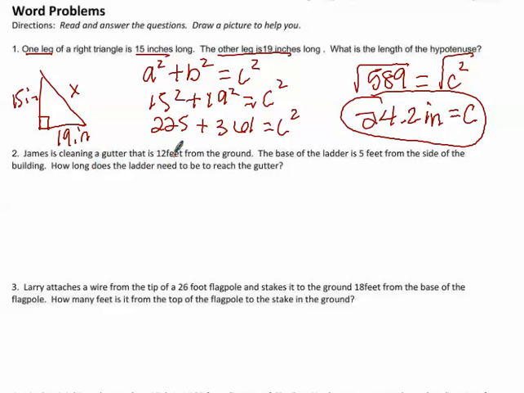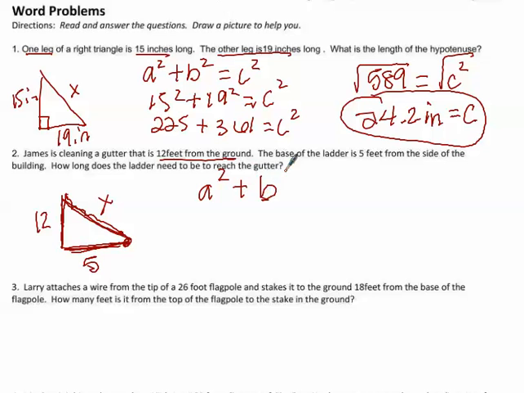Problem 2, James is cleaning a gutter that is 12 feet from the ground. The base of the ladder is 5 feet from the side of the building. How long does the ladder need to be to reach the gutter? So the gutter is 12 feet from the ground. So if this is the ground, the gutter is 12 feet above it. The base of the ladder is 5 feet from the side of the building. So here's the base of the ladder. It's 5 feet from the building. Now you've got to figure out how long the ladder needs to be to reach the gutter.